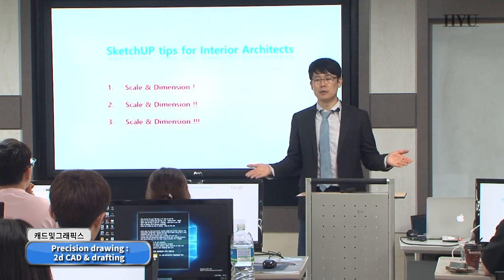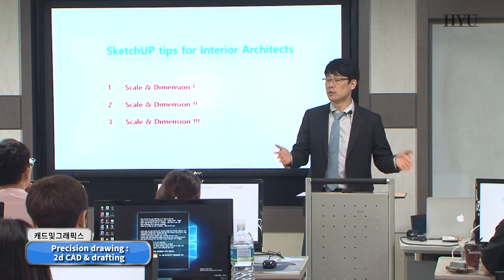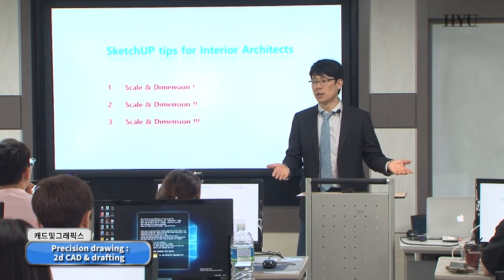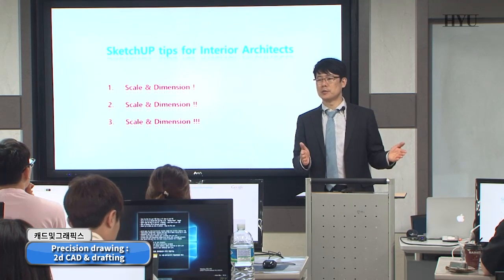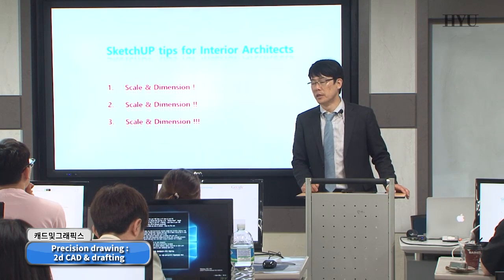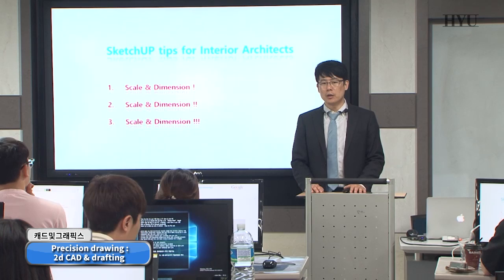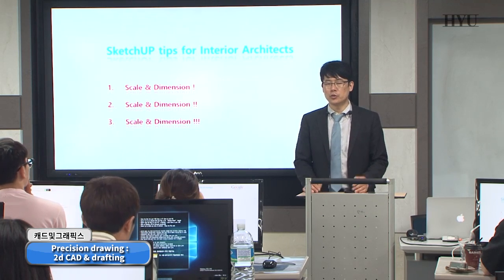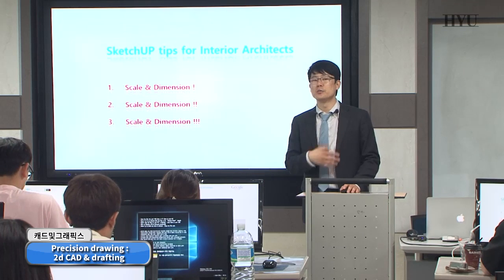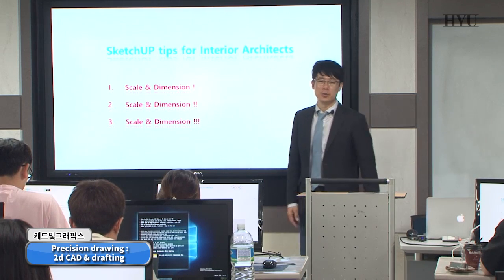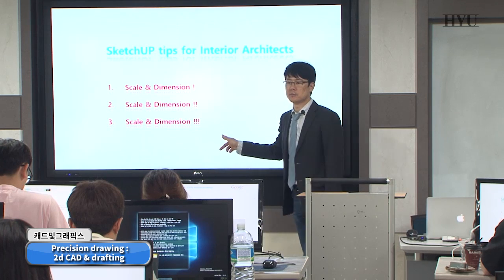What is the standard width of a door? Usually 900, 800, or a very small, narrow door has 600, 700 millimeters in width, okay? But sometimes you create too narrow or too broad doors, out of standard. That's my point. We have to take care of scale and dimension, okay?